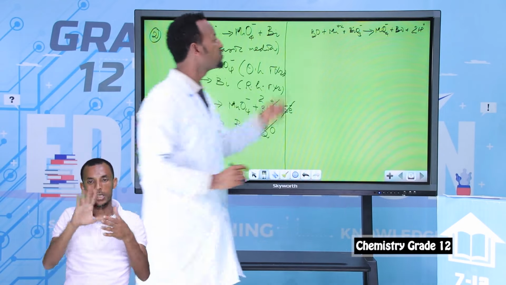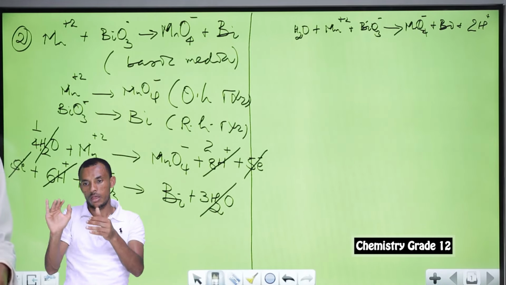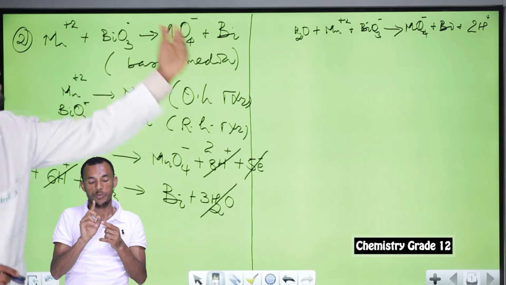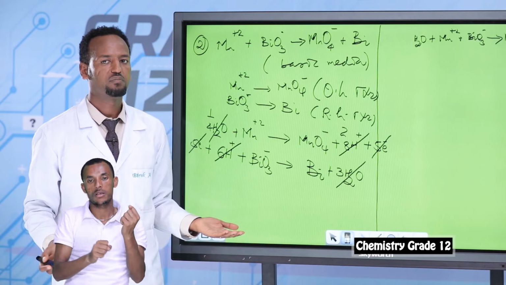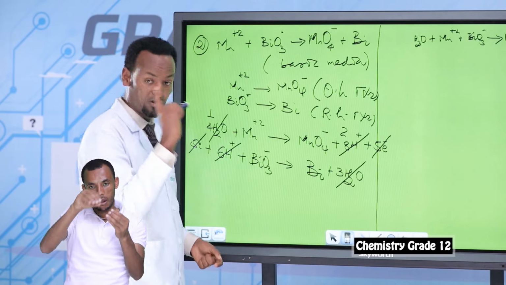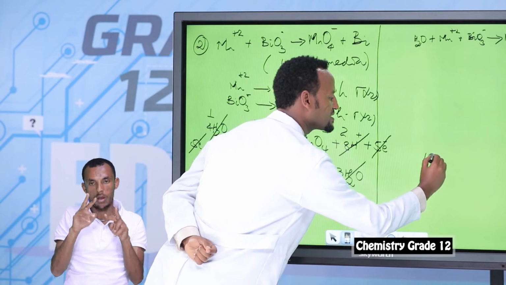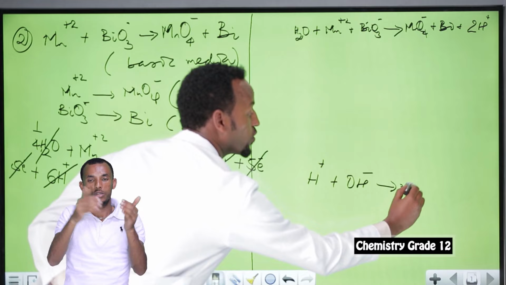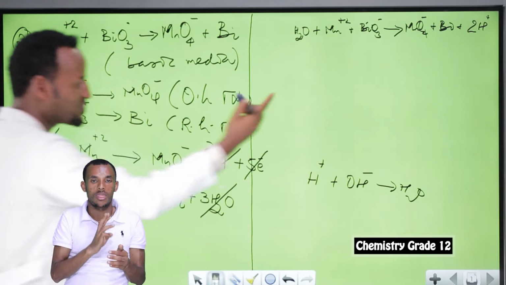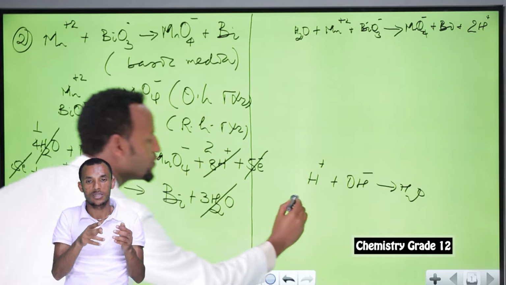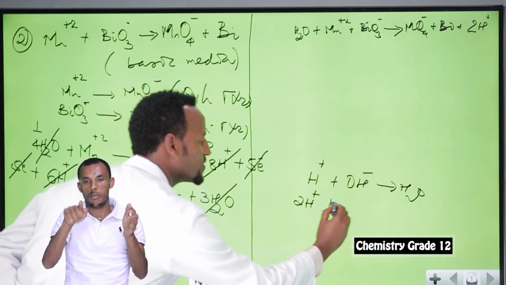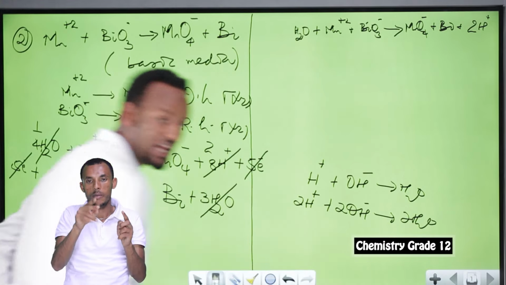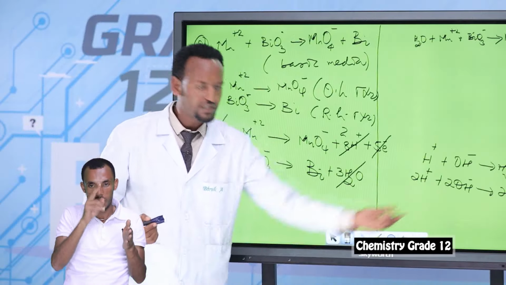This equation is balanced, but this is in acidic media. The question is to balance this equation in basic media. Therefore, from acidic media, converting to basic media is possible by addition of OH minus. Look at this: 1H plus plus 1OH minus gives 1H2O, which is one water. 2H plus with 2OH minus gives 2H2O. Similarly, 3H plus with 3OH minus gives 3H2O.